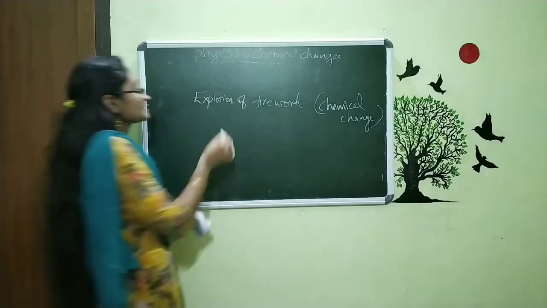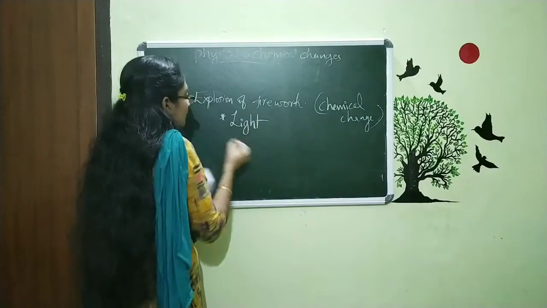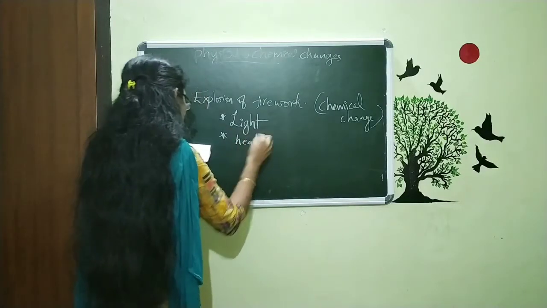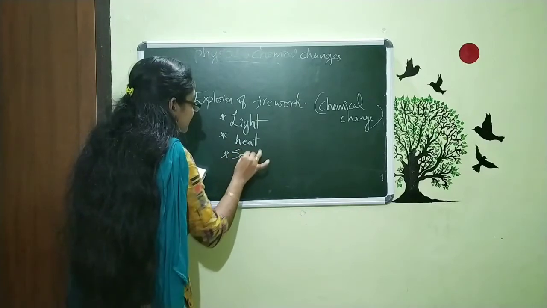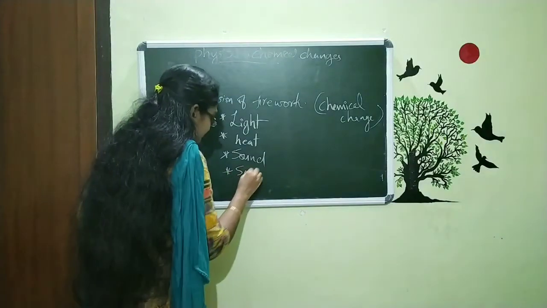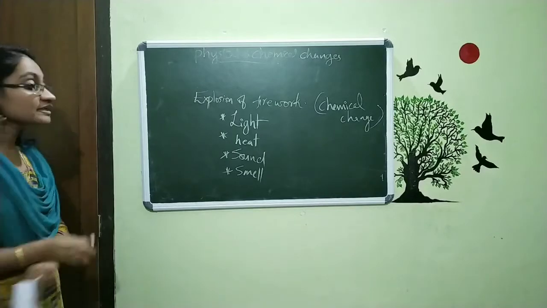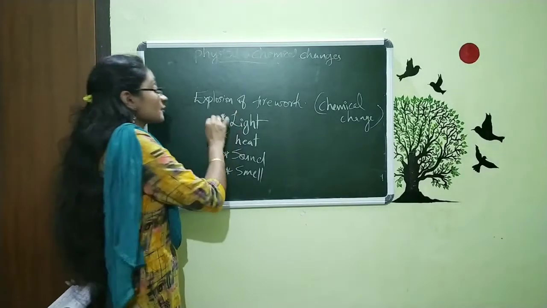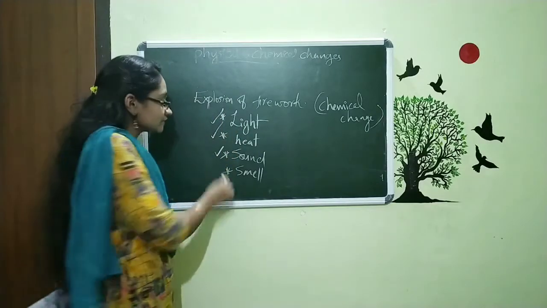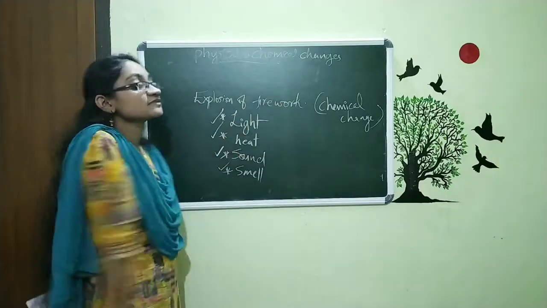We can see the presence of light emission. Also, heat is there. Sound is there. And we can also feel the smell. So all these things occur when the firework explodes. So we can say they produce light, heat energy is there, sound is produced, and smell also we can feel.